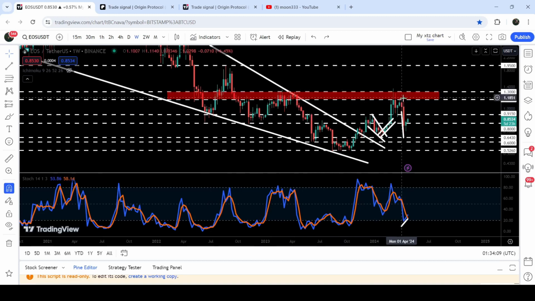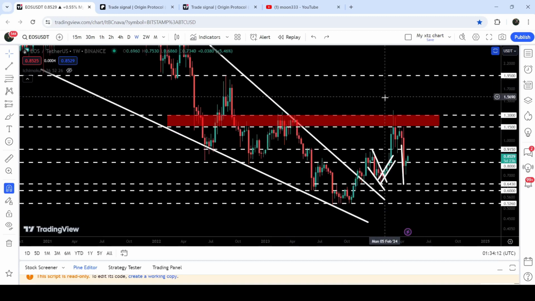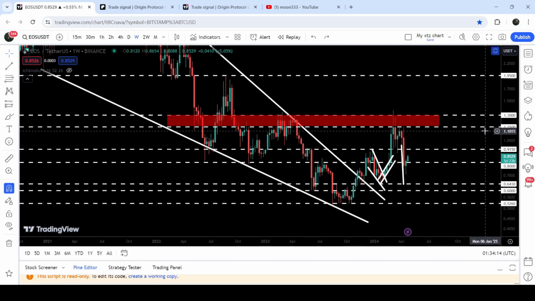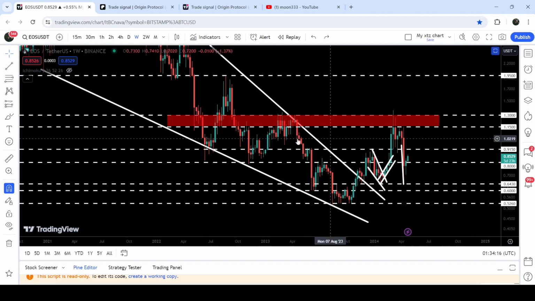And after that, the price will need to break out of this huge resistance zone that starts from $1.15 and goes to $1.30. That had previously been working as a support here, and support here, resistance here, and for the past several months, you can see it is working as a resistance.